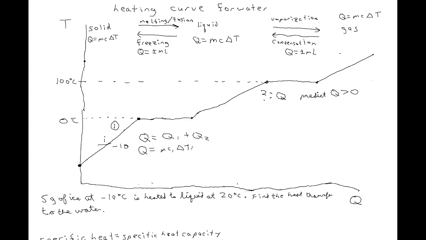But actually, no, in the second step, it's going from ice to water, and it's still staying at 0 degrees Celsius. So here we'd have to use Q equals plus or minus mL, and in this case it'd be positive because we have to add heat in the second step. And then in the third step, it's going to be water, going from 0 degrees Celsius to 20 degrees Celsius. So here we'd have to use Q equals mc delta T.